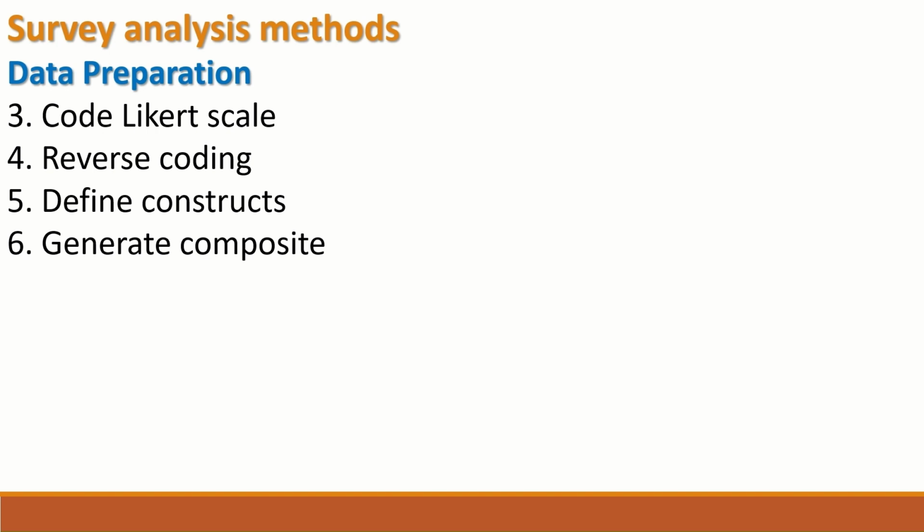A composite is to combine multiple variables or item responses into a single variable by either taking the average or adding them together, adding the values in each variable to finally produce a single variable. So this is the step to take for preparing data for survey analysis methods.